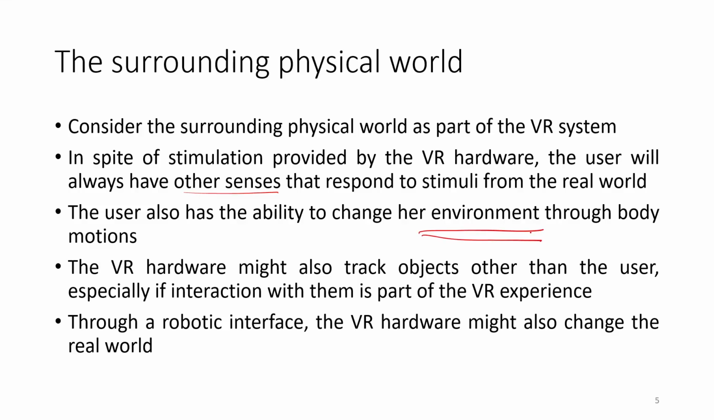The user also has the ability to change her environment through body motions. So, due to your body motions, things may move, and there are things that may happen in the real world due to your motions. The VR hardware might also track objects other than the user, especially if interaction with them is part of the VR experience. So, occasionally the virtual reality hardware might track objects which are not a human being, and it might track objects in the room as well. If this interaction is relevant to the VR experience, then this tracking is essential.